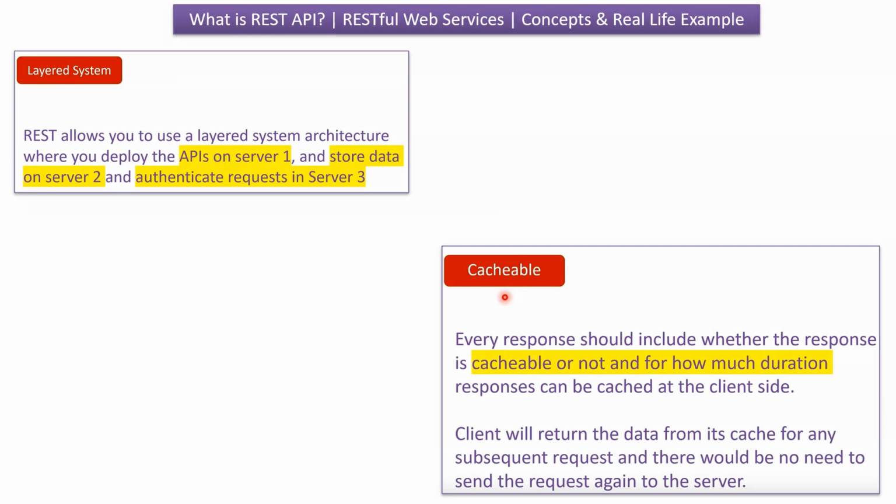Cacheable. This is one of the RESTful architectural styles. Every response should include whether the response is cacheable or not and for how much duration the response can be cached at the client side. The client will return data from its cache for any subsequent request, and there would be no need to send a request again to the server if the data is available in the cache for the particular duration of time.